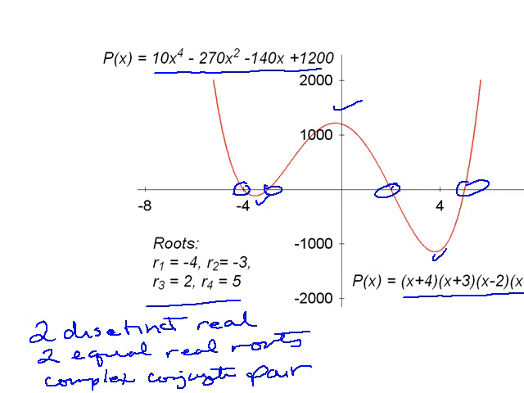This same idea goes forward into polynomials of higher order or higher degree. For example, if you have a polynomial of degree 6, you could have 6 distinct real roots. On the other hand, some of those roots could have the same value. So to express that, if the value of the root is repeated, we count up the number of times it's repeated, and we call that the multiplicity.